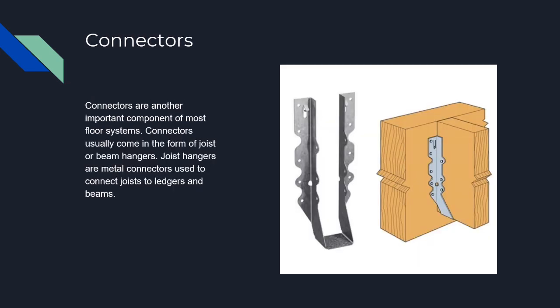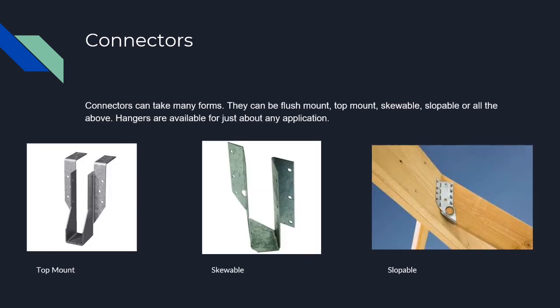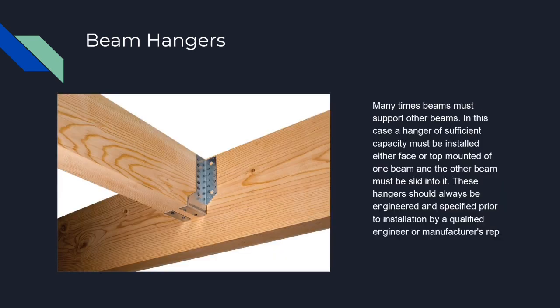Connectors are another important component of most floor systems. Connectors usually come in the form of joist or beam hangers. Joist hangers are metal connectors used to connect joists to ledgers and beams. Connectors can take many forms. They can be flush mount, top mount, skewable, slopable, or all of the above. Hangers are available for just about any application.